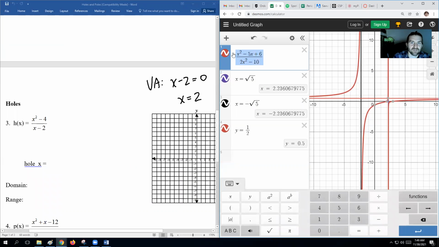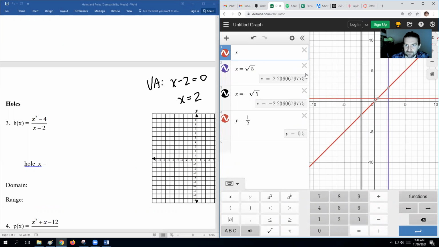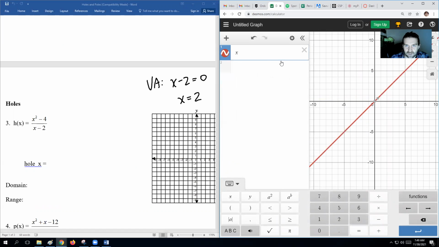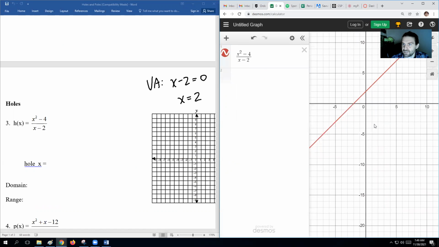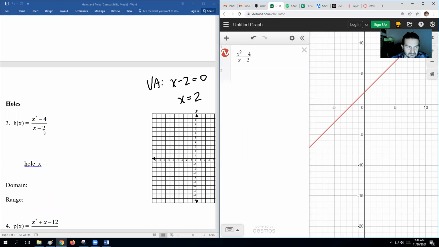Well, let's look at this here. If I take x squared minus 4, and we divide that by x minus 2, we don't see a jump at all. But we said there's got to be some type of problem here at 2, right? Because the denominator can never equal 2, otherwise it's 0.